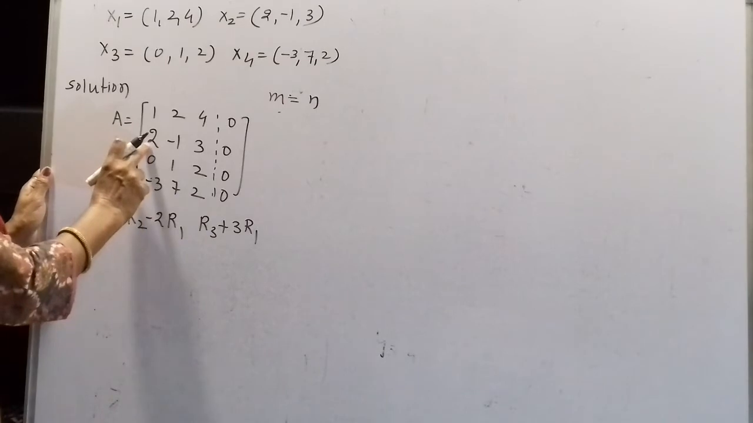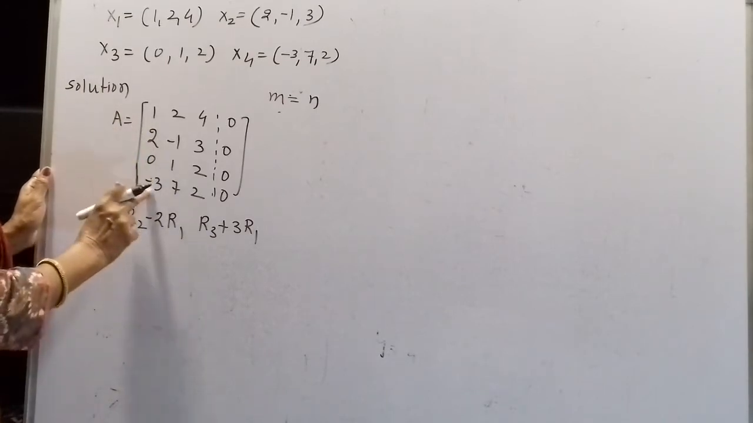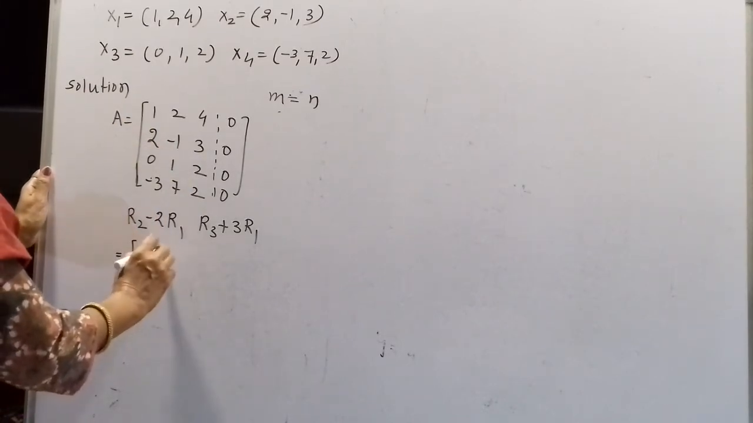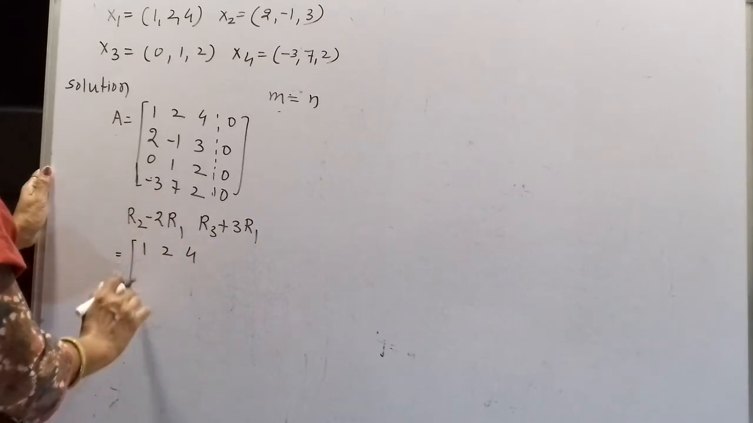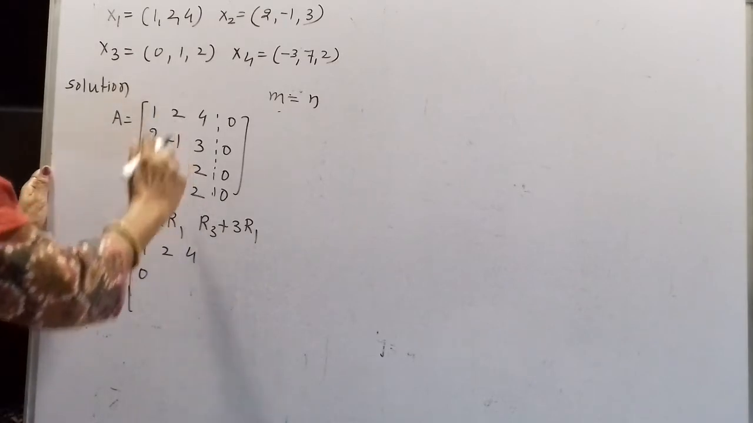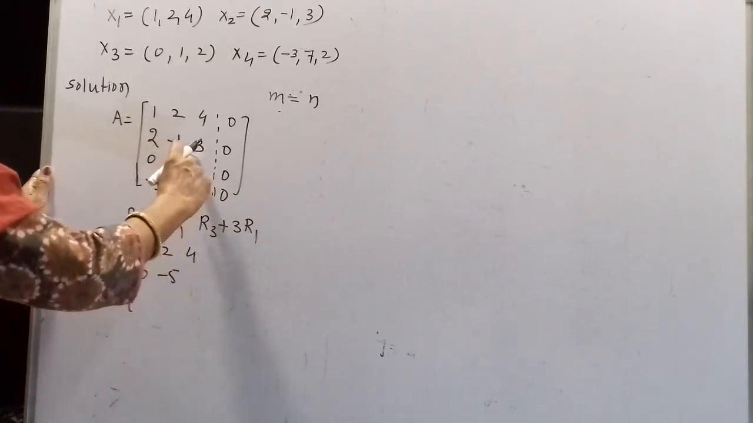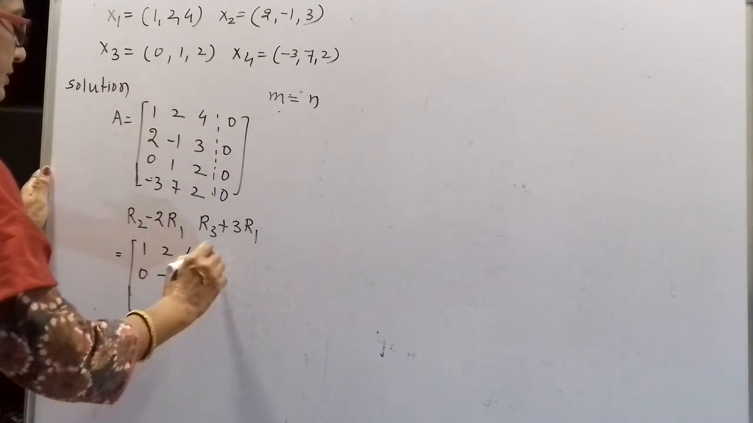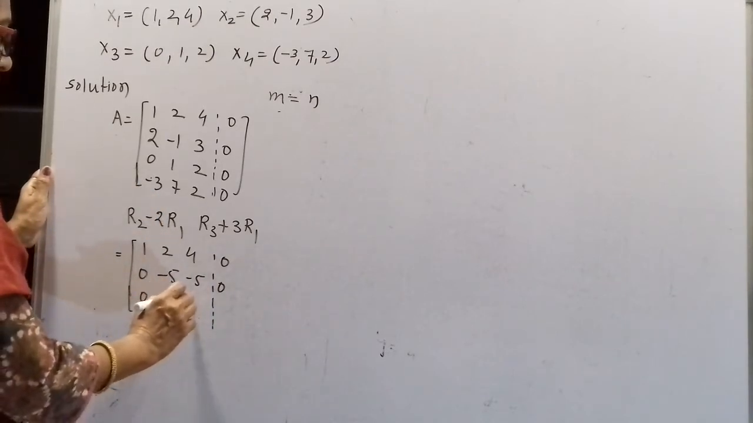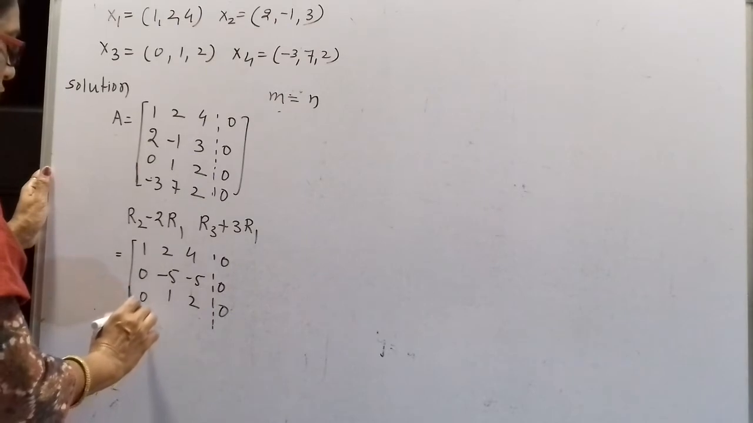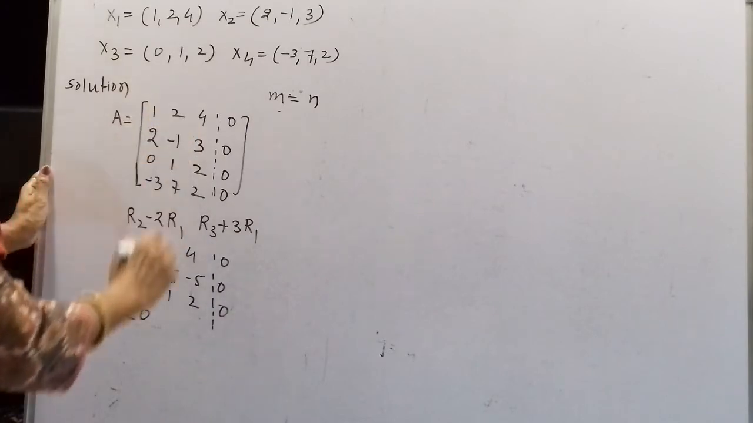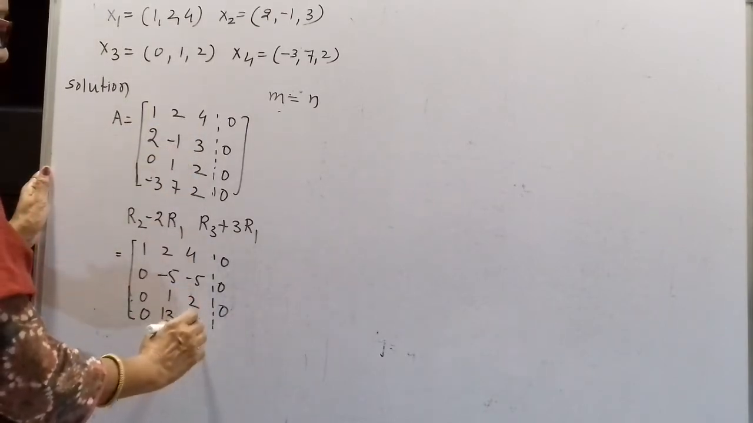Check here, R2 minus 2R1, we will get 0 here. R3 plus 3R1, we will get 0 here. So now this will become 1, 2, 4. This becomes 0, and minus 1 minus 4 gives minus 5. 3 minus 8 is minus 5. This is 0, 0. The third row is the same as it is, because it is already 0. Then the fourth row: 0, 7 plus 6 is 13, then 14, and 0.